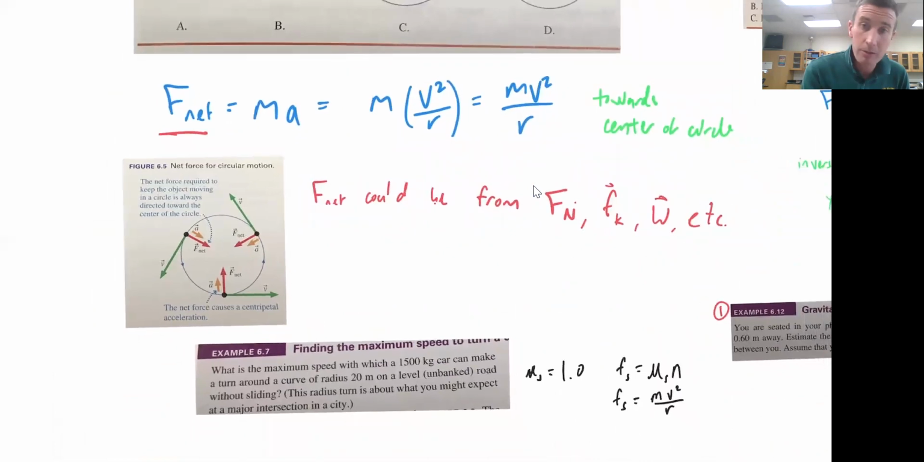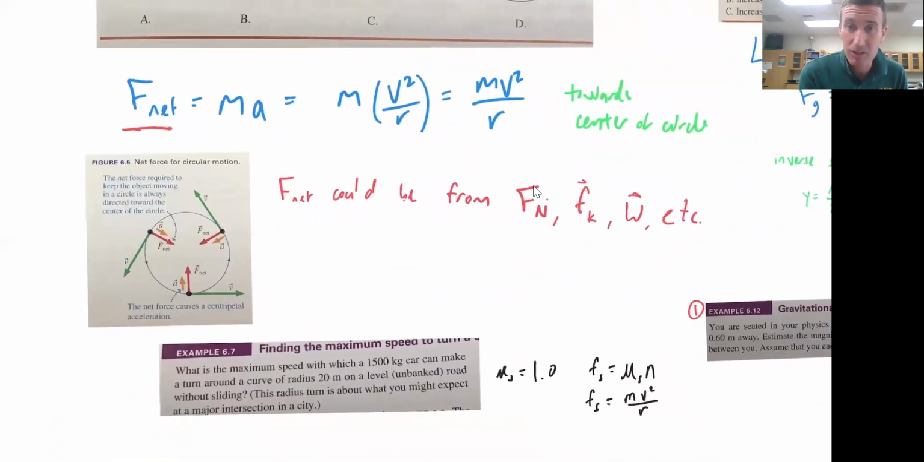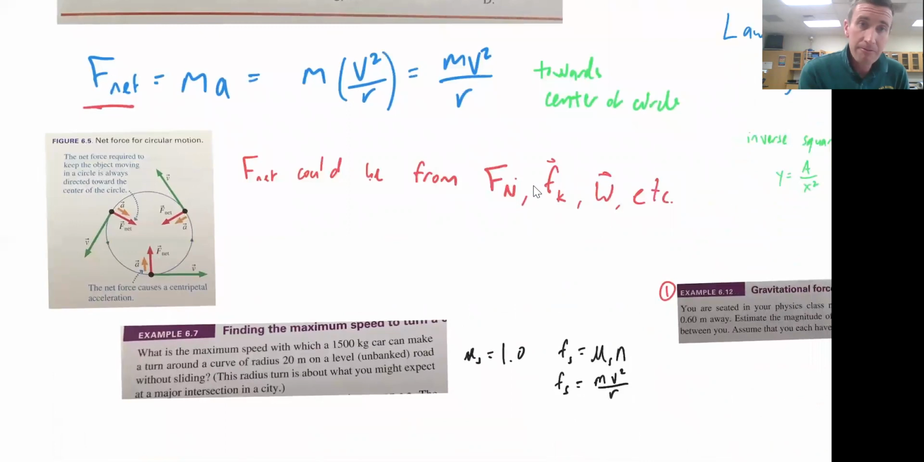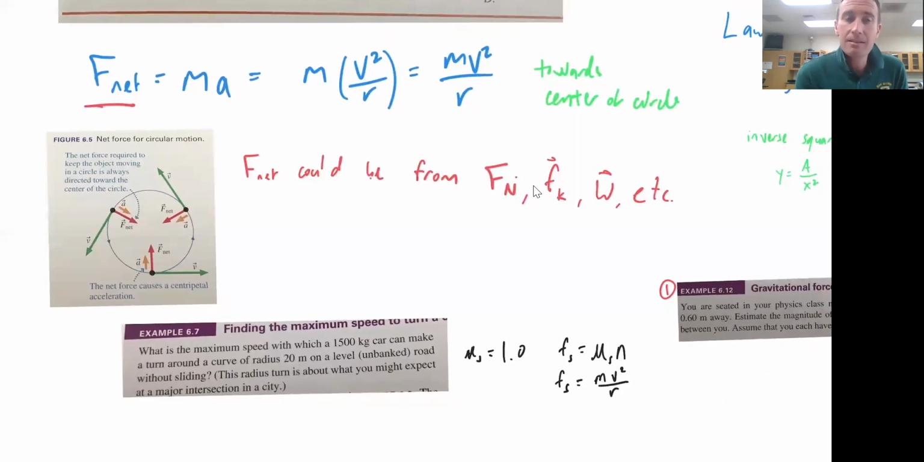Net force. So we talked about acceleration, like centripetal acceleration, but net force is equal to mass times acceleration. So if I plug in my centripetal acceleration value, v squared over r, and then multiply by mass, I can get mass times velocity squared over r, mv squared over r. And they go towards the center of the circle. So the net force is towards the center of a circle.